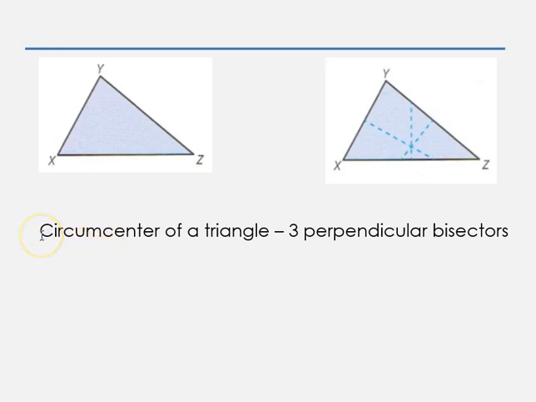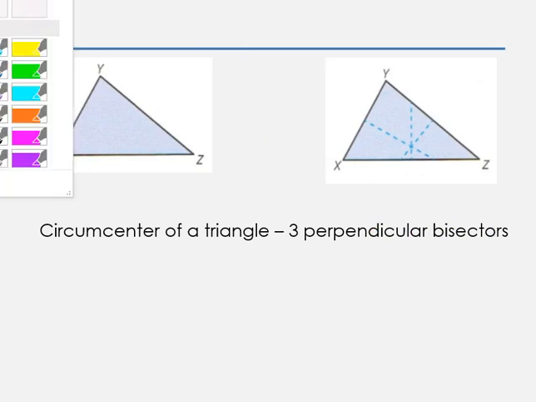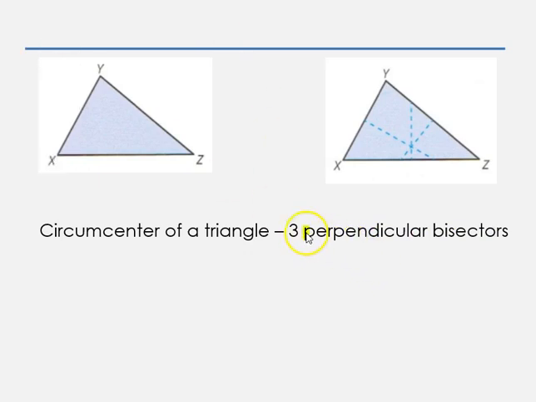Our first type of triangle center that we're going to learn about is the circumcenter of a triangle. The circumcenter is 3 perpendicular bisectors. So that's why we were just talking about perpendicular bisectors to help us to remember what that means. To make or create a circumcenter of a triangle, which will be the point where 3 lines are concurrent, we take each segment of the triangle and we make a perpendicular bisector.